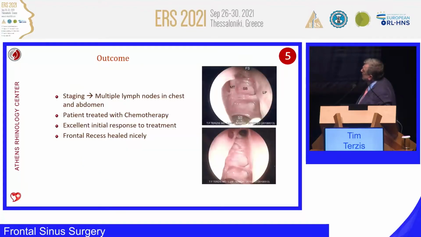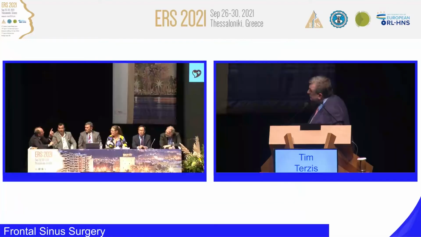So patient was staged and treated with chemotherapy. Excellent initial response to treatment. Frontal recess healed nicely, as you see here. But then he came back 6 years later with a relapse and died of his disease.